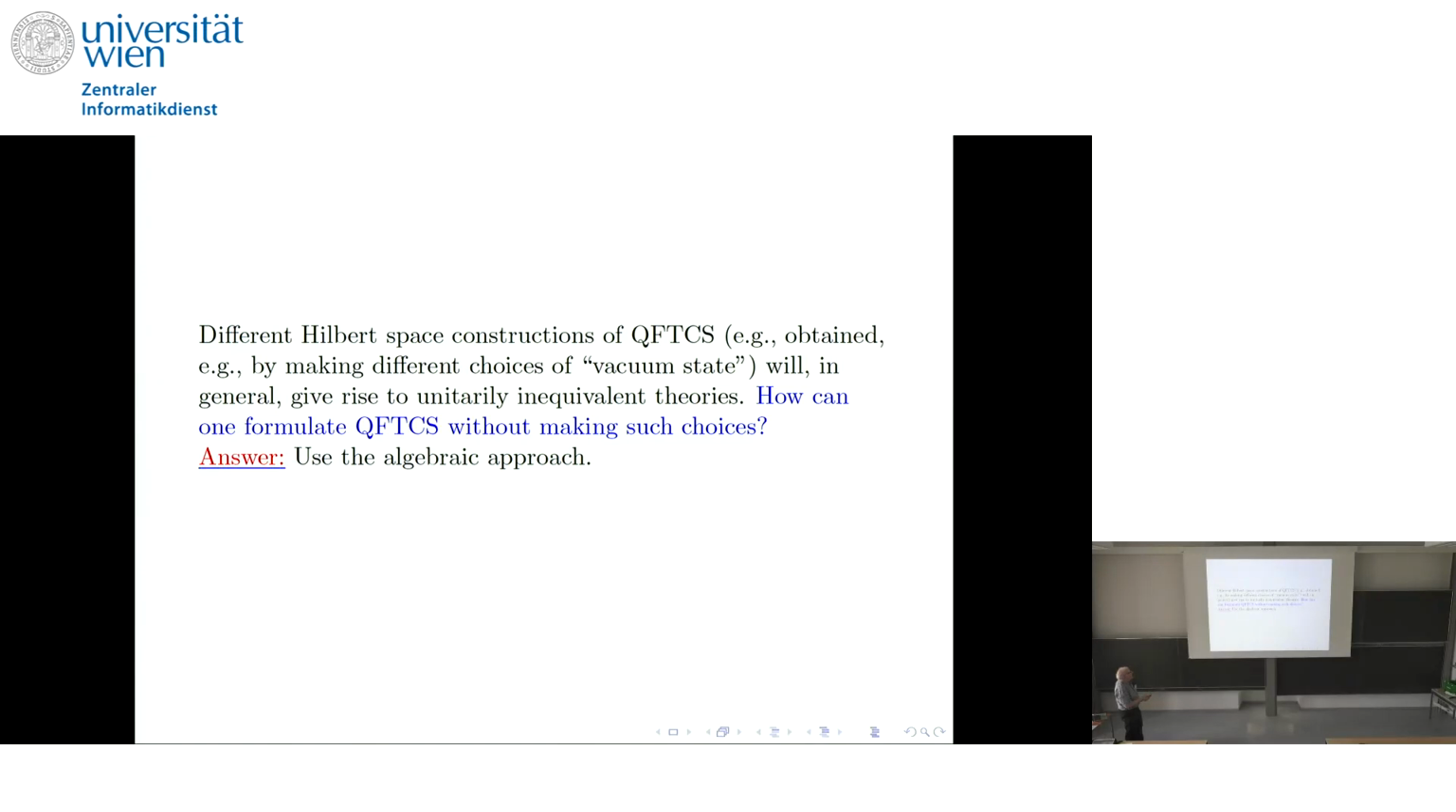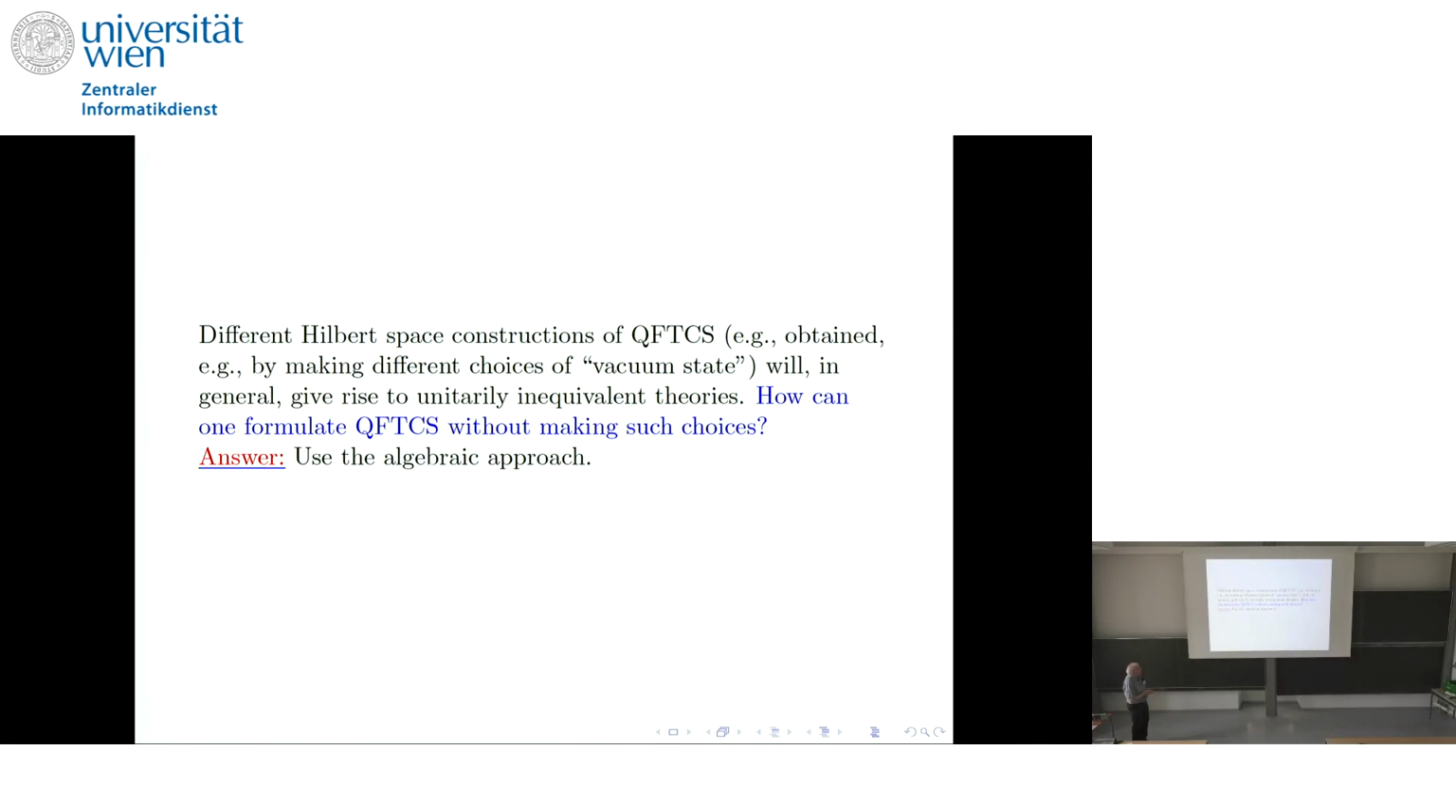But it's not hard to see that, because of the infinite number of degrees of freedom, there are lots and lots of unitarily inequivalent Hilbert space constructions of quantum field theory in curved space-time. If you make different choices of vacuum state, you will in general get not just different particle descriptions of the same states, you'll get a completely different class of states that you're considering. You really get unitarily inequivalent theories.